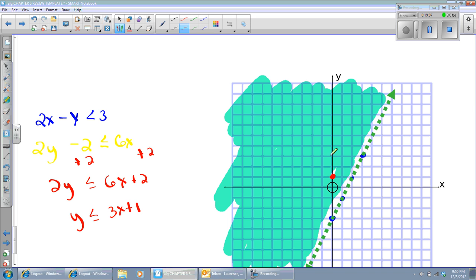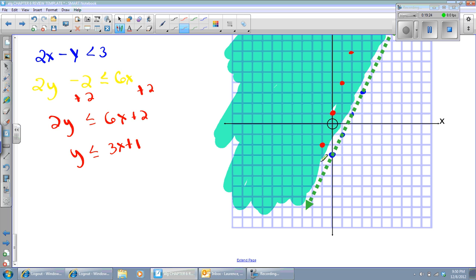I'm going to go up 1, 2, 3, over 1, and repeat that several times. And before I actually draw my line, there we go. I wanted to get them to where they finally intersected.